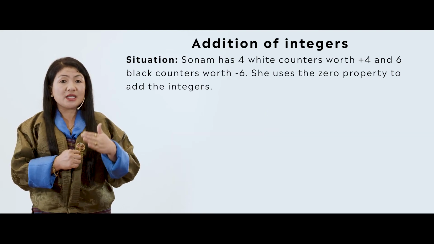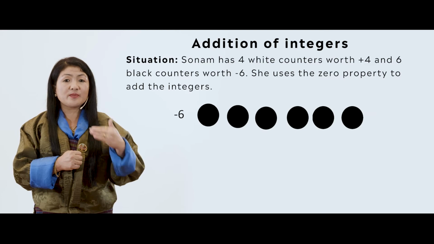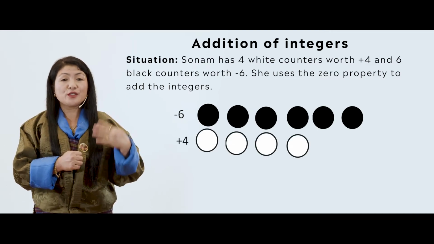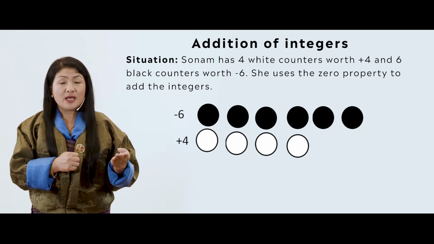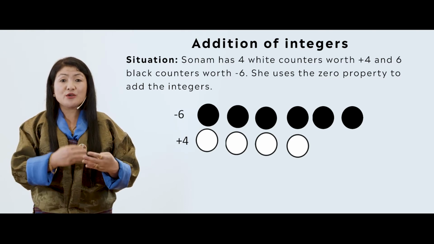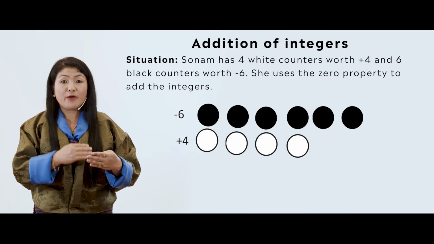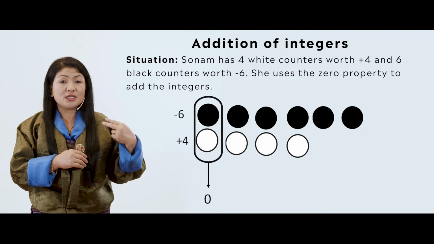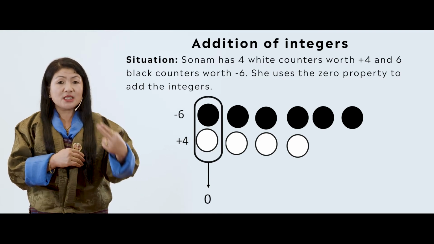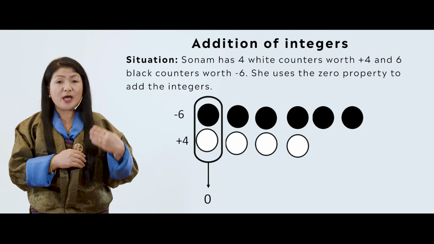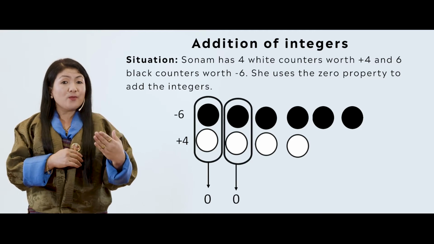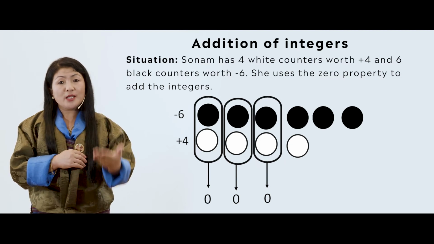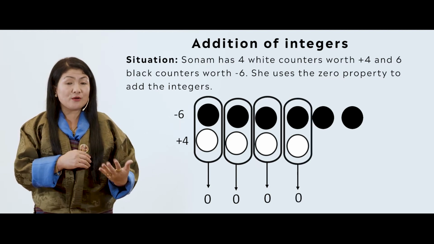First, model negative 6 using 6 black counters and model positive 4 using 4 white counters. Then here we have to apply zero property by making the value 0. Negative 1 plus positive 1 equals 0. Negative 1, positive 1, the value is 0.